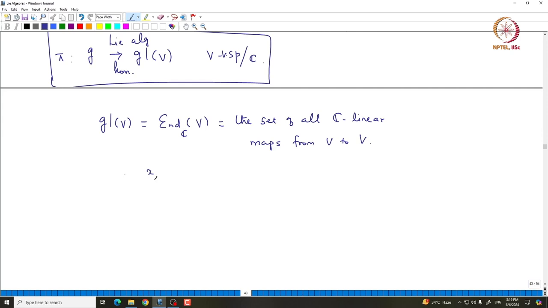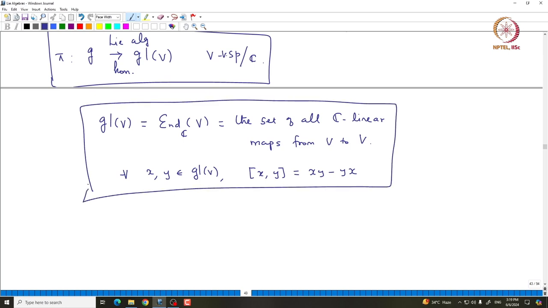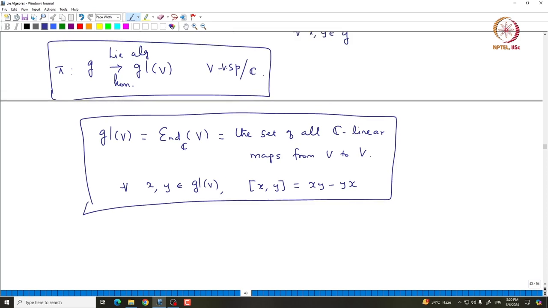Now, what is the Lie algebra structure? If I take two elements from GL of V, then as with matrices, we define the commutator to be the Lie bracket in GL of V. With respect to this, it is easy to see that this forms a Lie algebra. So, a representation of G is a Lie algebra homomorphism from G to GL of V. If V is finite dimensional, then we call that representation finite dimensional. Similarly, if V is infinite dimensional, then the representation is infinite dimensional.